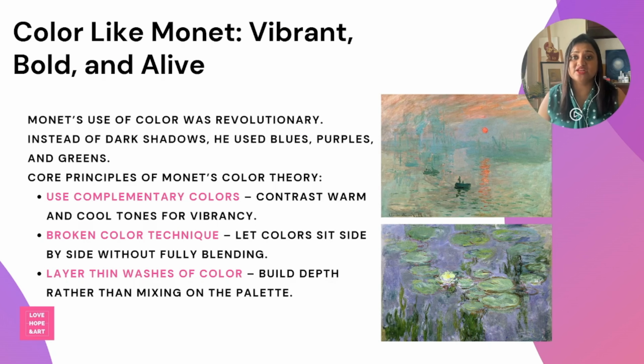So Monet's use of color was revolutionary. Instead of dark shadows, he used blues and purples and greens. And he used complementary colors to create depth in his painting. So the contrast of warm and cool color tones for vibrancy.